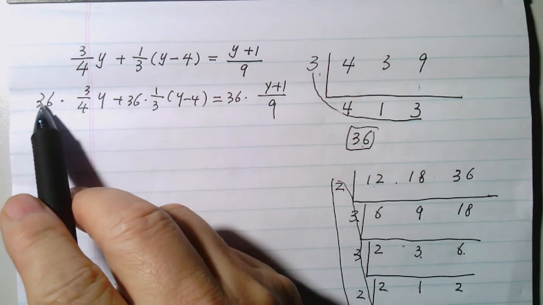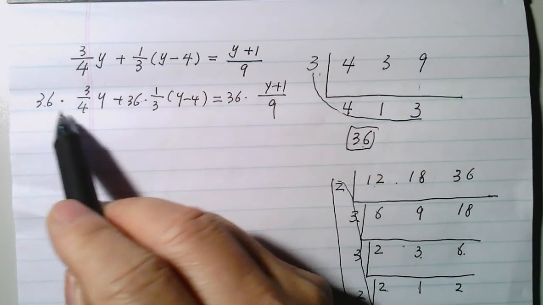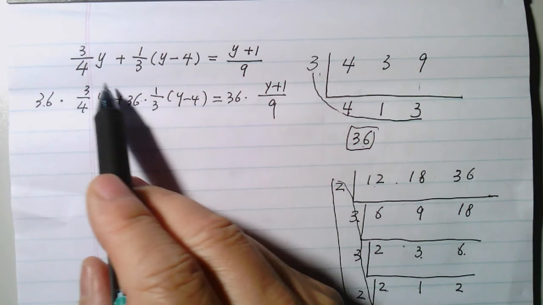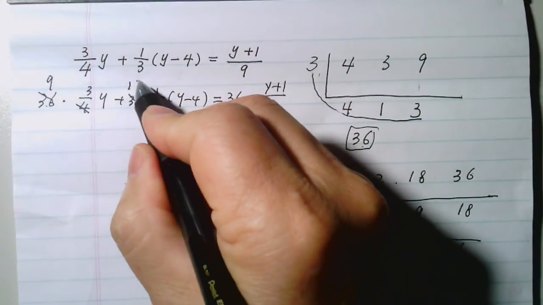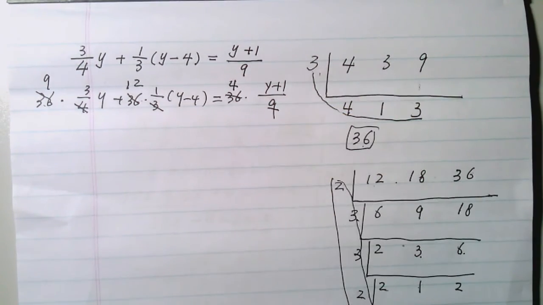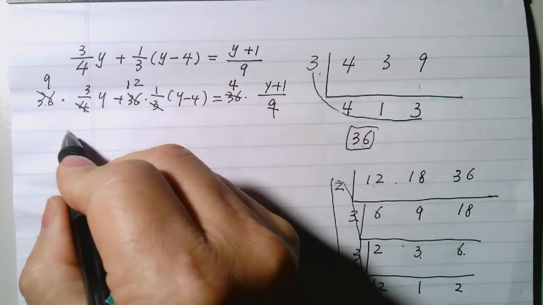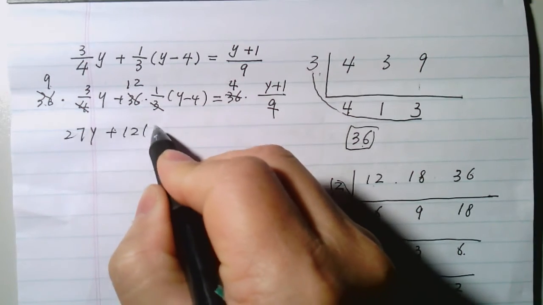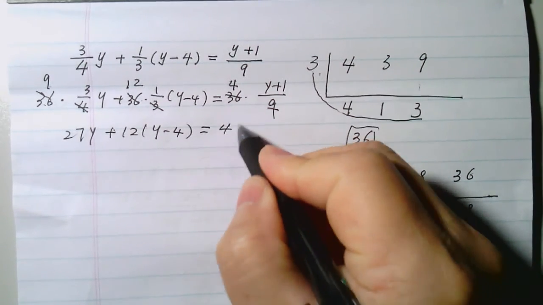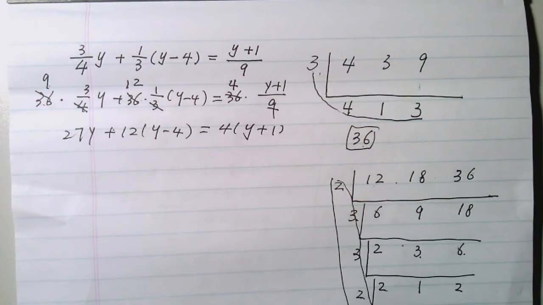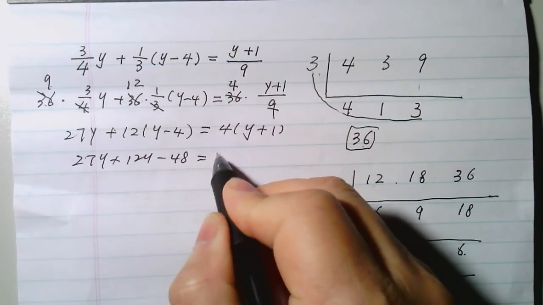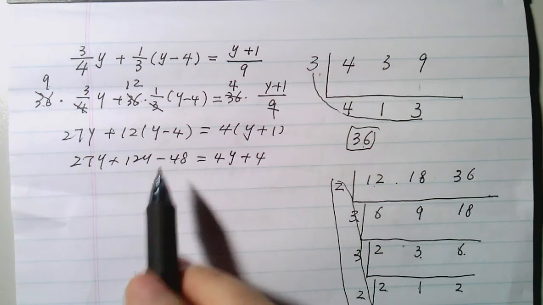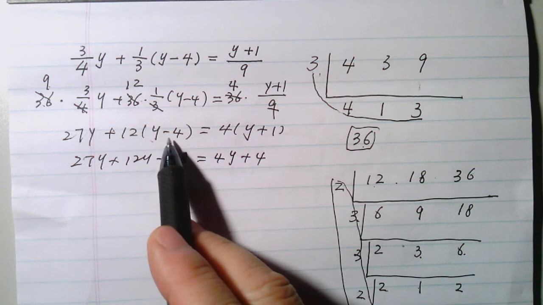Then remember, always reduce with the denominator first. Don't try to multiply the numerator first, because if you multiply the numerator, you cannot get rid of the denominators. So go ahead and reduce: 36 divided by 4 gives you 9. 36 divided by 3 gives you 12. 36 divided by 9 gives you 4. So I rewrite this here. You can see I have 9 times 3, which is 27y, plus 12 times y minus 4, equals 4 times y plus 1. Always remember to put parentheses if you don't have them initially. So now I have 27y plus 12y minus 48 equals 4y plus 4. I did the distribution term by term. This is another common mistake people easily forget.